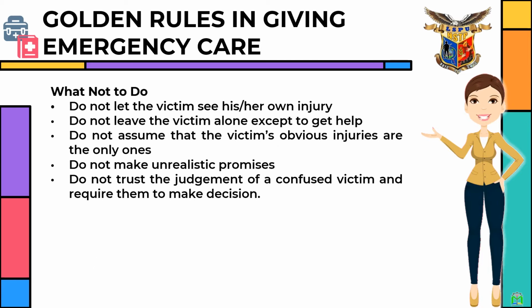What not to do. Do not let the victim see his or her own injury. Do not leave the victim alone except to get help. Do not assume that the victim's obvious injuries are the only ones. Do not make unrealistic promises. Do not trust the judgment of a confused victim and require them to make decisions.